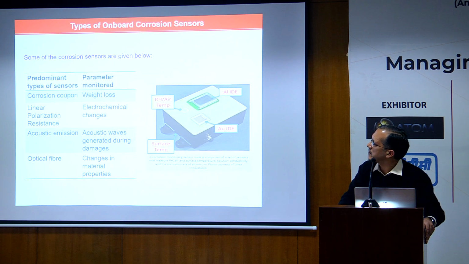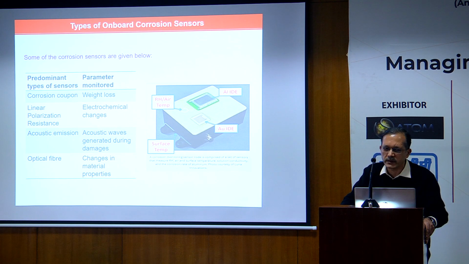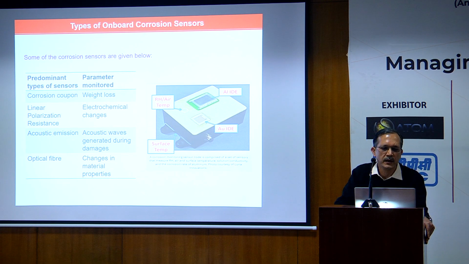So the various kinds of onboard corrosion sensors are listed over here briefly. They are not the complete list because of the lack of time, and I'm not going into the detail. So first is the corrosion coupons, which are placed on different parts of the aircraft.